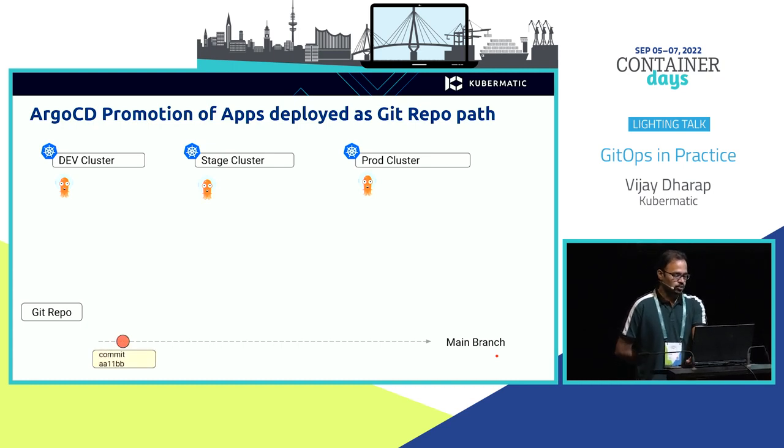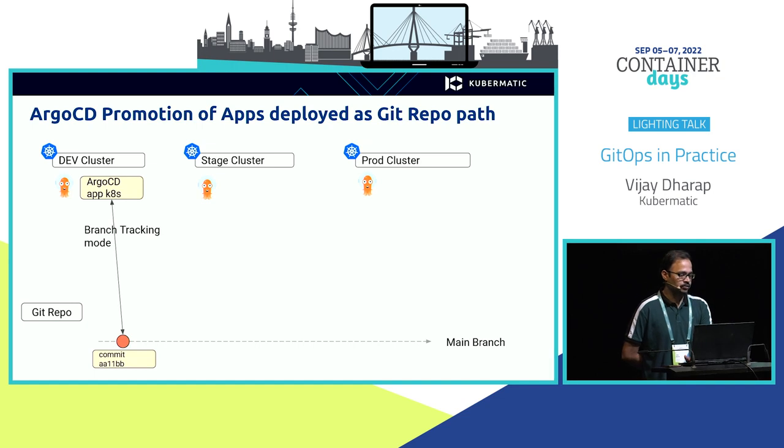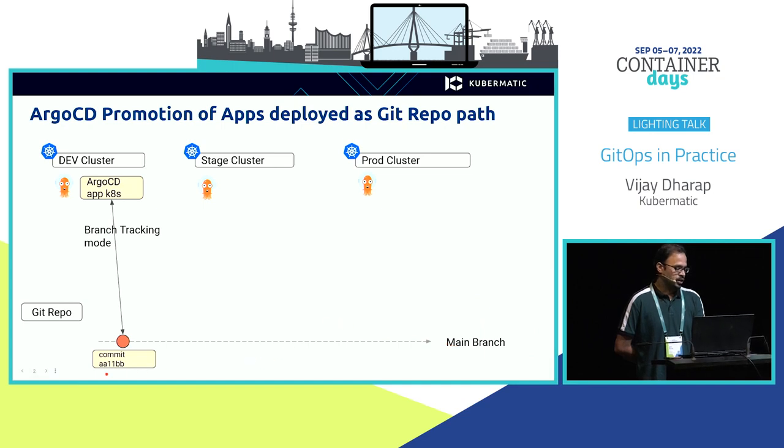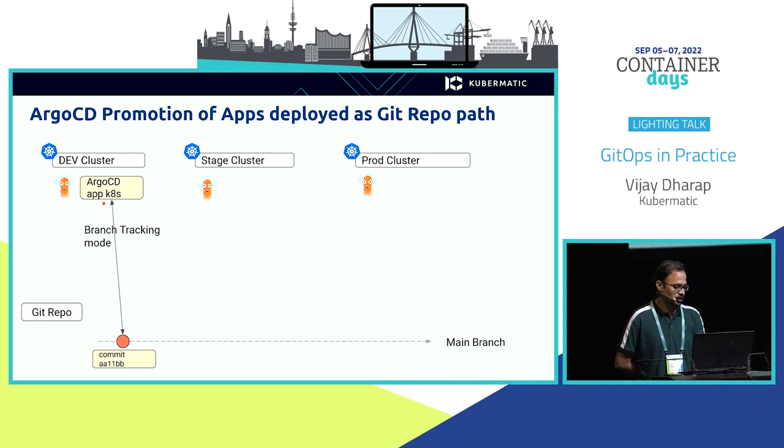Right? So typically, if you're using the Git path, and you want to have the maximum benefit of GitOps, then what you should do in dev is put it in branch tracking mode. So it is tracking your main branch now. And so whenever you have a commit happening in the main branch, it is going to deploy stuff in your dev cluster. And so this pink, red color, that's the application now in dev.